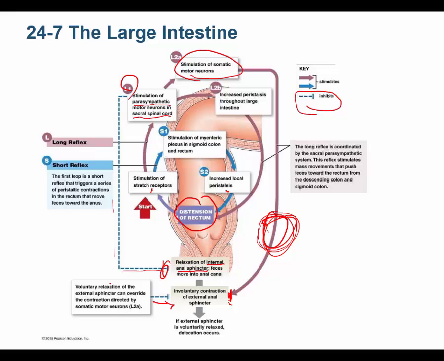So this is the defecation reflex. When we get to the urinary system, the micturition reflex, that's the urination reflex, will be really similar to this. It's quite similar, in fact. Okay, so that's the defecation reflex.